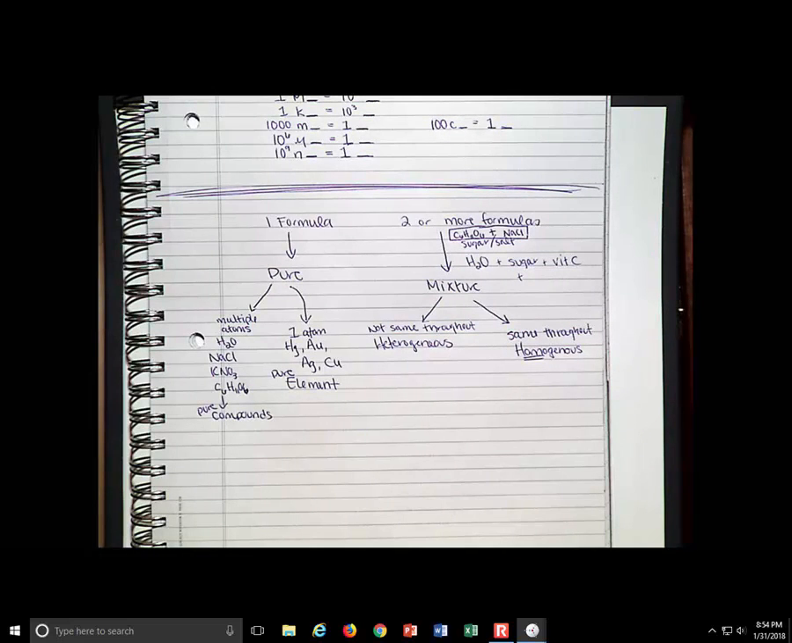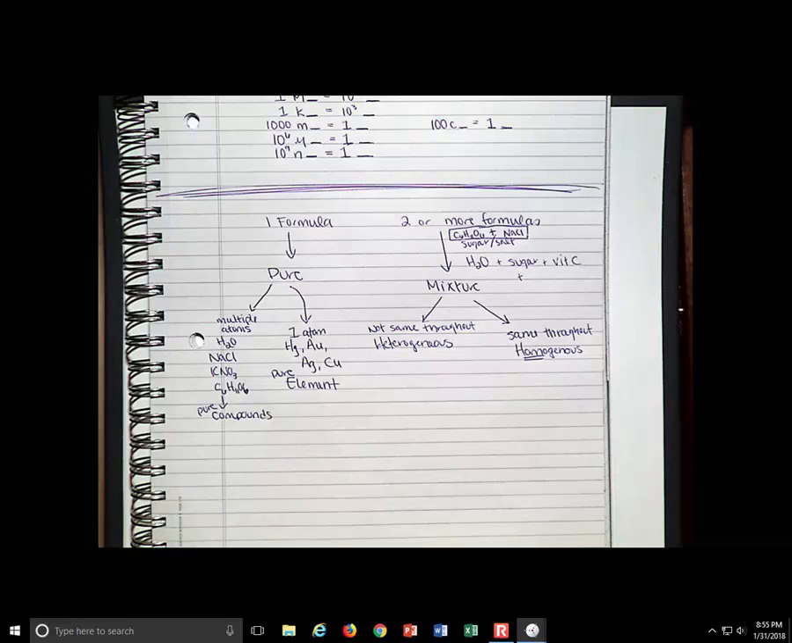Physical and chemical transformations, i.e. physical and chemical changes. So physical, really if you know that physical changes are changes in state, so boiling, freezing, evaporating, condensing, sublimating, or deposition. If it's not one of those, then it's probably a chemical process.